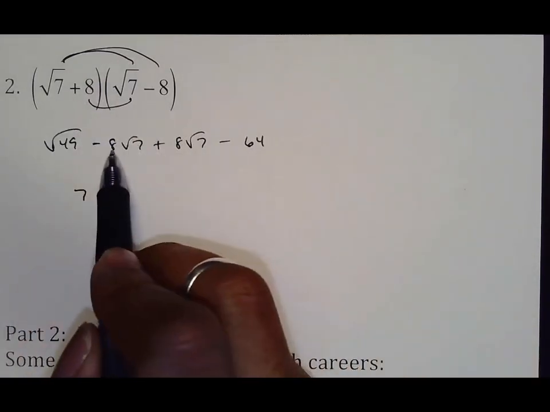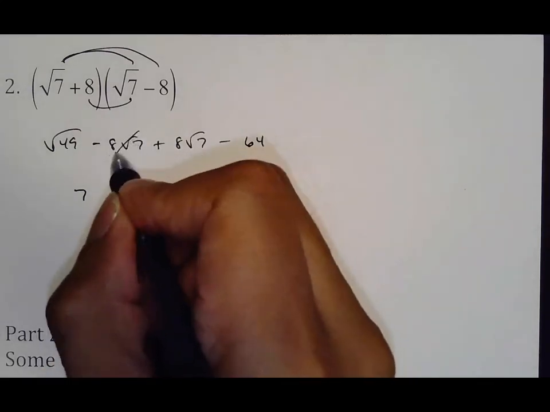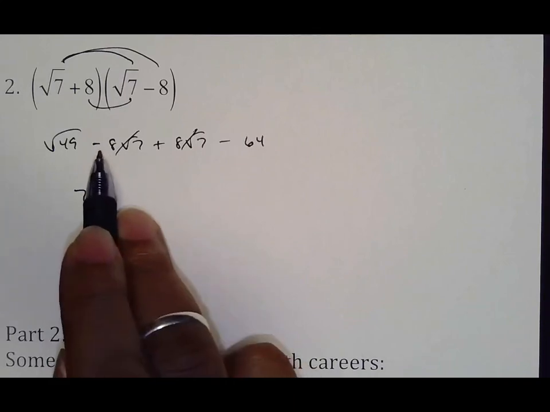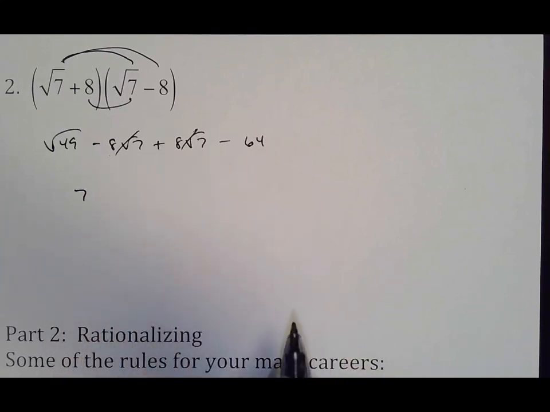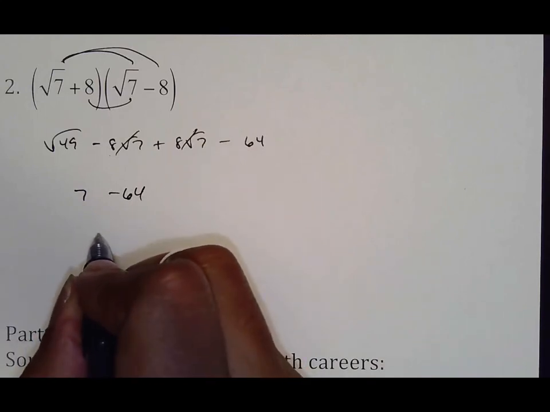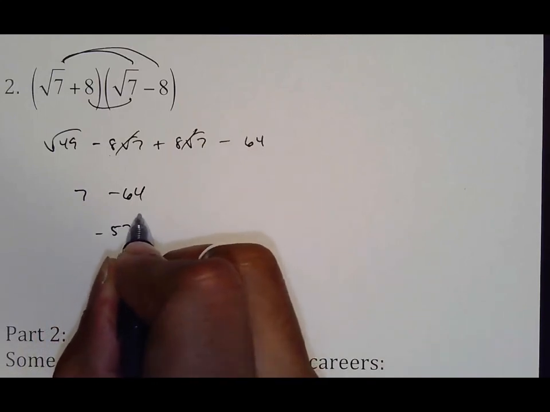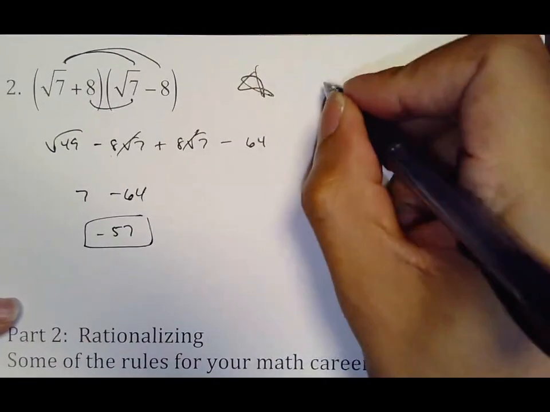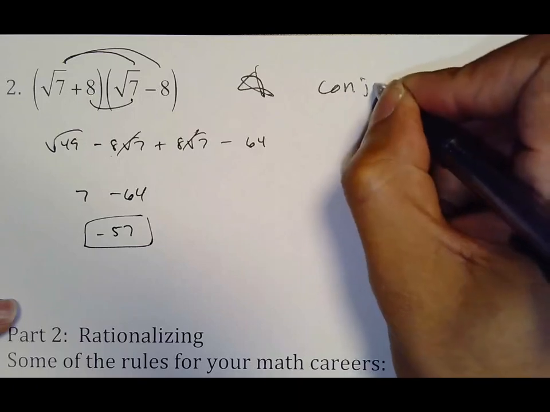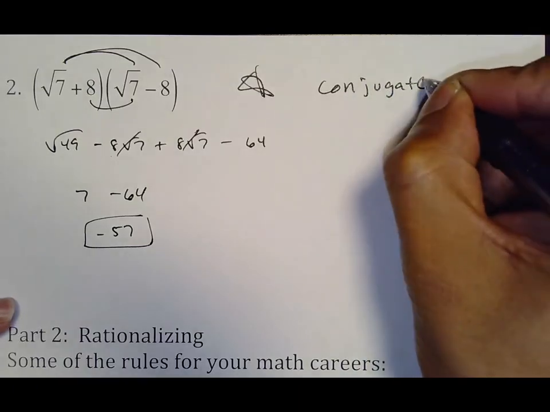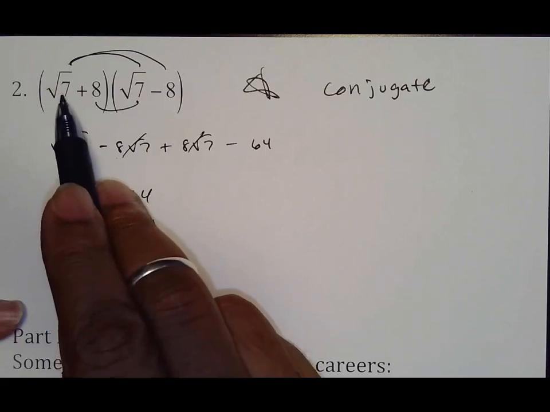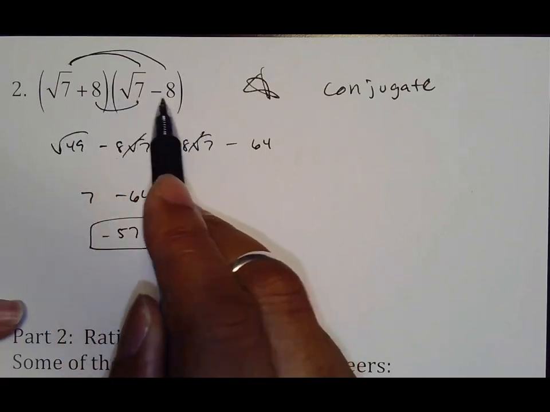Funny thing about this is that the negative 8 root 7 and positive 8 root 7 actually cancel out because they are opposites. Don't just always assume they're going to cancel, but when you have a negative 8 root 7, positive 8 root 7, those are gone. 7 minus 64, I believe, is negative 57. This is special because what we'll call this tomorrow is a conjugate. And a conjugate is whenever you have the same values, but just a plus or minus.